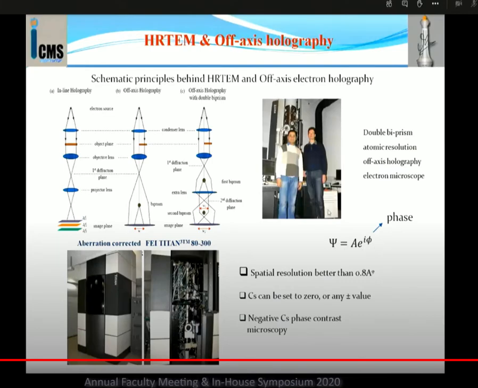The holography at atomic resolution was performed in the Tube Berlin microscope. This is a special microscope, aberration corrected, and also equipped with the double biprism. And the HFTM we have recorded on our own microscope in JNCASR. Both are aberration corrected, both have spatial resolution better than 0.1 angstrom, and we have variable Cs.